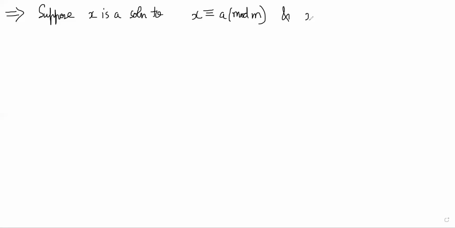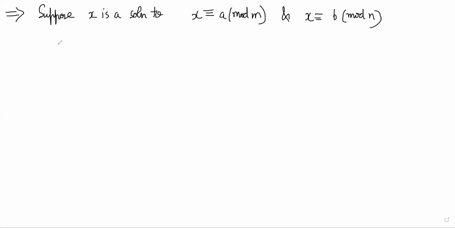We'll prove both sides of the statement. This is an if and only if statement. The first side we'll prove is this: suppose x is a solution to x is congruent to a mod m and x is congruent to b mod n. Then we want to show that the GCD of m and n will divide a minus b, right? Correct. So that is one side.